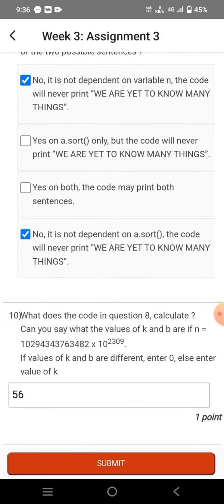Question 10th, the answer will be 56. Thank you guys. Now we can submit our assignment.